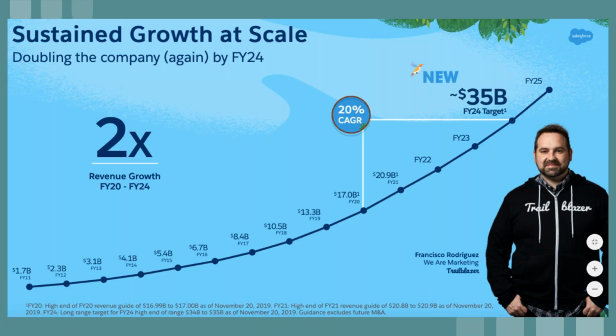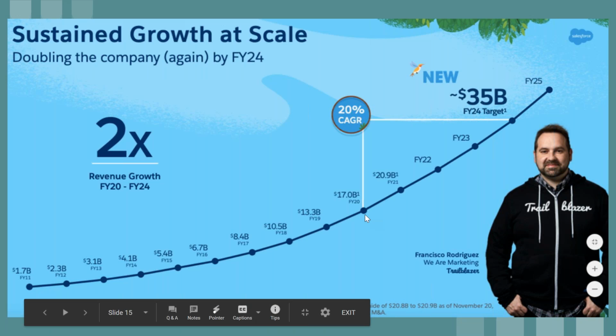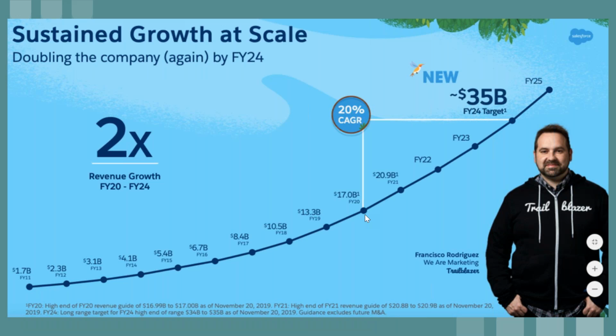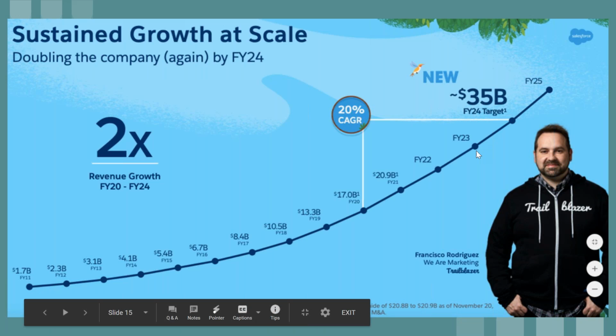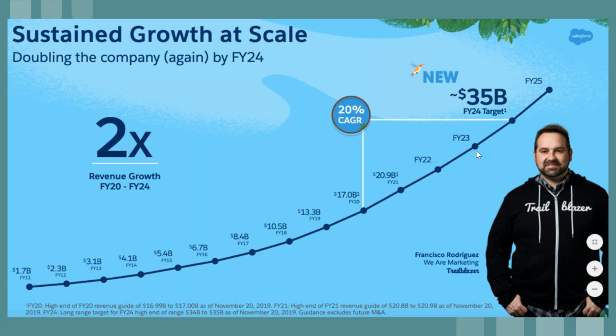Next thing is the growth scale. As of early 2020, it was a $17 billion company, and by mid 2020 it was a $17.5 billion company. I think that was the first quarter of 2020, and this is more than Oracle actually. The projection is that by 2024 they are going to double their annual profits.